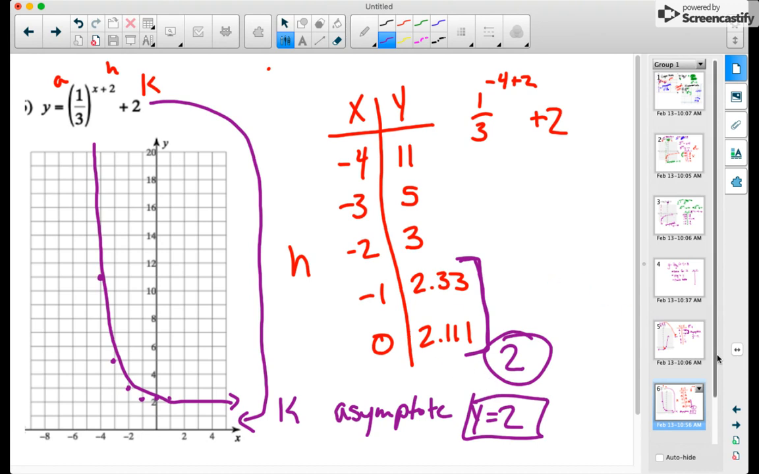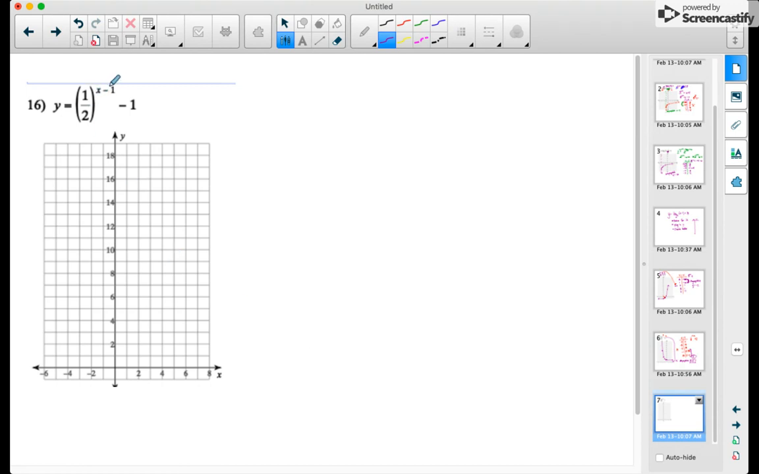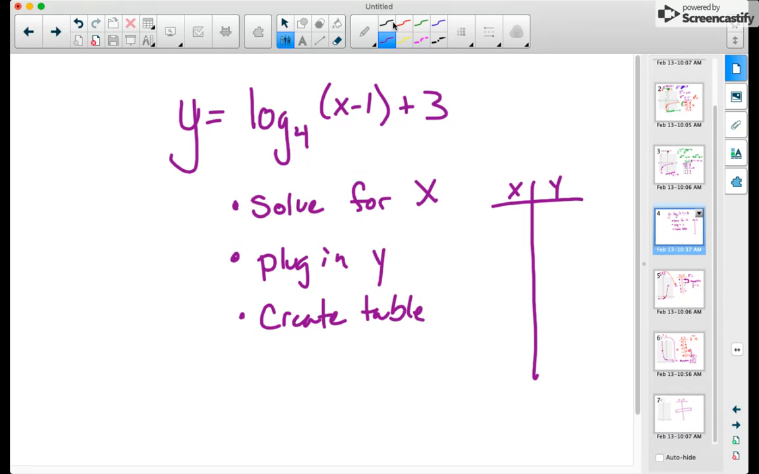All right. So I want you to give this one a shot. Y equals 1/2 to the x minus 1 minus 1. See if you can figure out your transformations, your h and k. Figure out what goes in the middle. And see if you can find all of your coordinates.